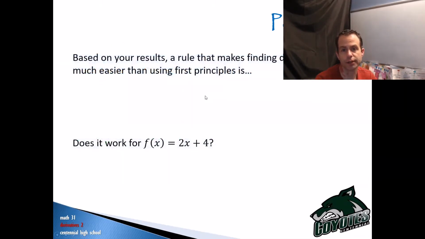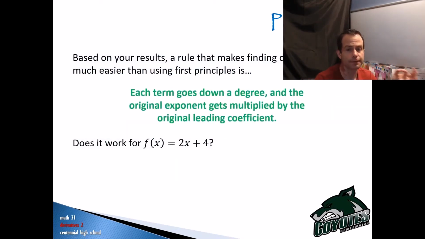Based on your results, a rule that makes finding derivatives so much easier than using first principles would be the following. Each term goes down a degree, and the original exponent gets multiplied by the original leading coefficient, okay? So if we look at f of x equals 2x plus 4, this has an exponent of 1. So 1 times 2 gives me 2, and then the x drops to the 0, so that would just give me 2. The constant term drops off. The derivative of f of x would be 2.